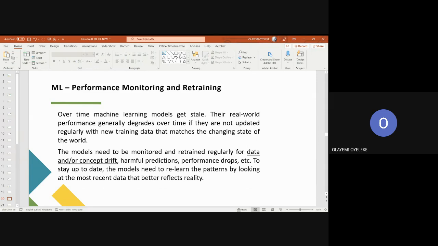Harmful predictions, performance drops. So the performance of that model may drop over time, and that's why you need to retrain it again. To stay up to date, the models need to relearn the patterns by looking at the most recent data that better reflects reality. So the world is not static. Economic situations in the world are not static. Your country is not static. Within 2 years, a lot of things would have changed, or within 4 years, even you yourself are not static. You are changing. Your worldview is changing. Your perspective is changing. Your belief is changing.